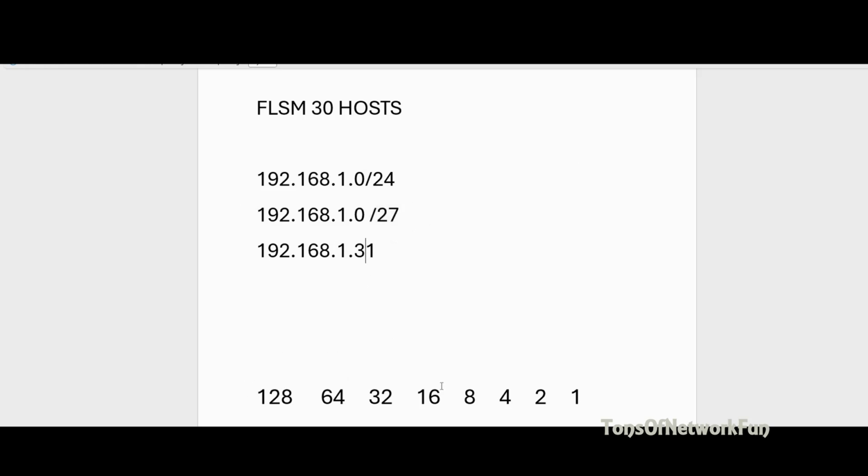If you can memorize this, 128 down to 1, just write it down. After you do it a few times, you will remember this. You don't even need to write it down at that point. You have to remember the slash value for each value: 25, 26, 27, 28, 29, 30, 31, 32. If you can remember it like that, you don't even have to write it down.